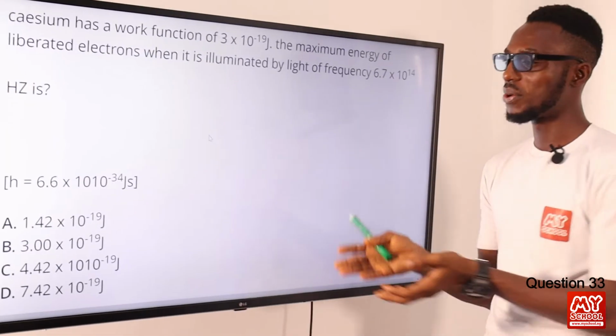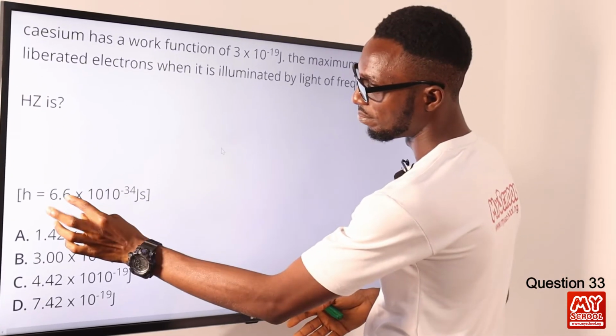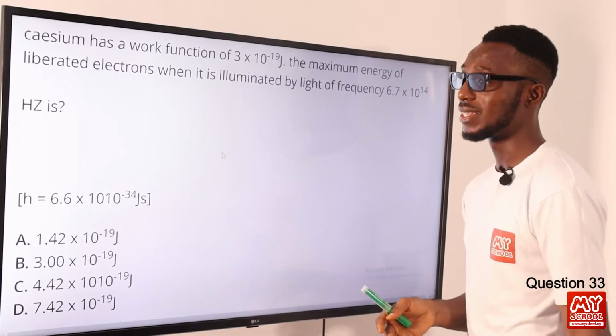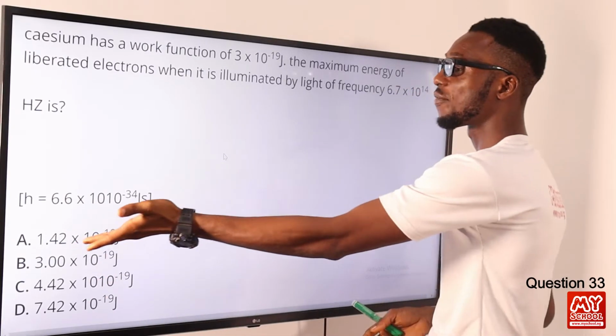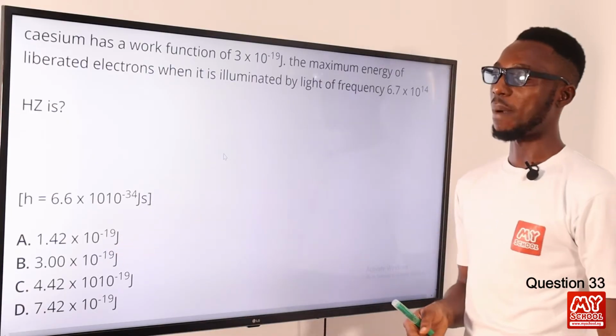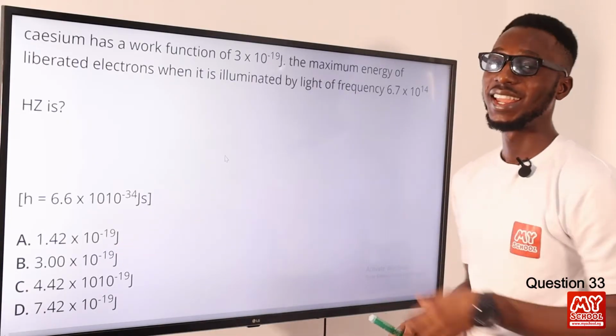Okay, I think we have something very close here, because I think this is presented as 6.6, right? But I used 6.2, so that is just a little variation. So we have 1.42 times 10 raised to power minus 19. So option A is the right option.